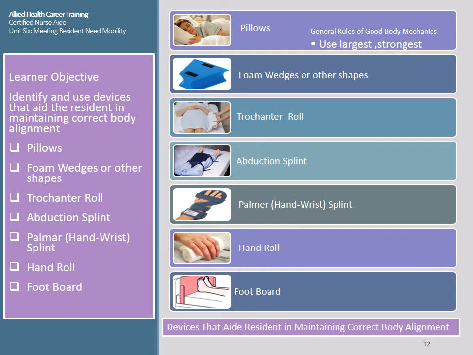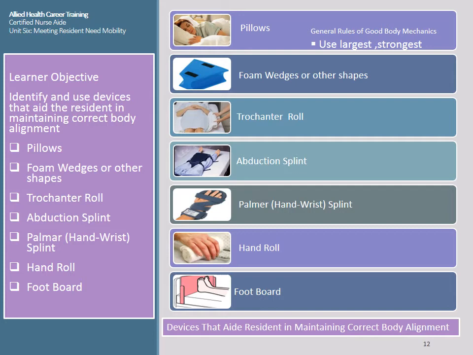Now I would like to talk about using devices that aid the resident in maintaining a correct body alignment. At times there will be residents who spend a lot of time in bed and often need help getting into a comfortable position. They also need to be changed in their position periodically to avoid muscle stiffness and skin breakdown or pressure sores. Too much pressure on one area for too long can cause a decrease in circulation. This can lead to pressure sores. Positioning means helping the resident into positions that will help them to be comfortable and give good health for them.